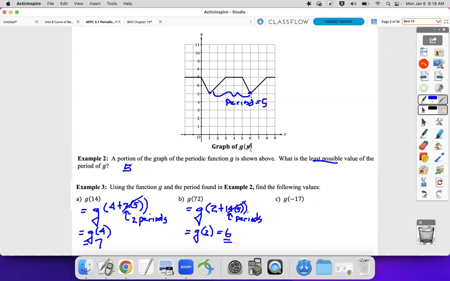And now g of -17, we're going in the opposite direction, but you can still subtract out periods. So that's going to be g of 3 minus 4 times 5, because 4 times 5 is 20, and if you subtract 20 from 3, you get -17. And again, we're going to scratch out 4 periods of 5, because you'll just go right back to the same spot. So that's going to be g of 3. And as you can see, g of 3 is 7.